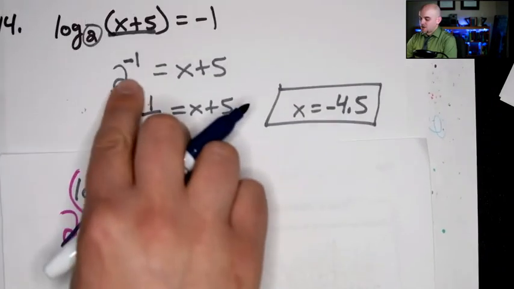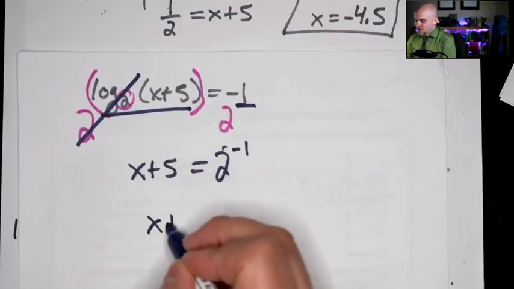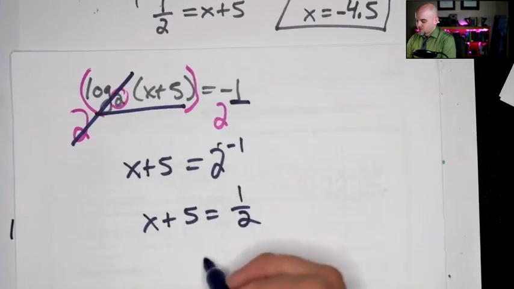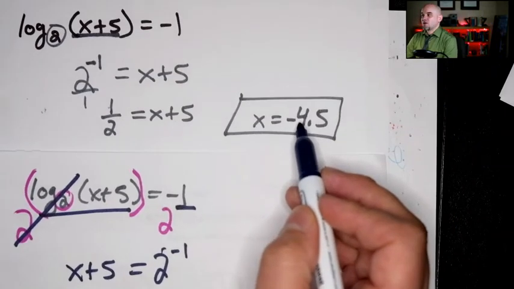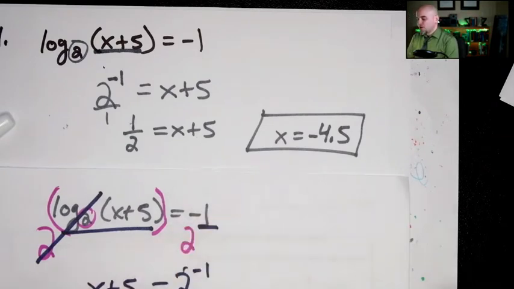And notice what we got. We got the same thing going on right here, right? So when you solve this, you can say, hey, that 2 to the negative 1 is the same thing as 1/2. Subtract 5 from both sides, and x equals negative 4.5, which is the exact same thing we got. And of course, you would still have to check it, but we already checked it, so we're not going to do that again. You do which way you like best.